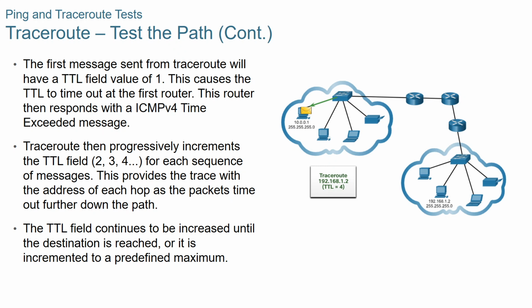So the TTL field continues to be increased until the destination is reached, or it is incremented to a predefined maximum. So we get an increase in the TTL as it's moving through in order to send back the address details of each hop as it passes through it.